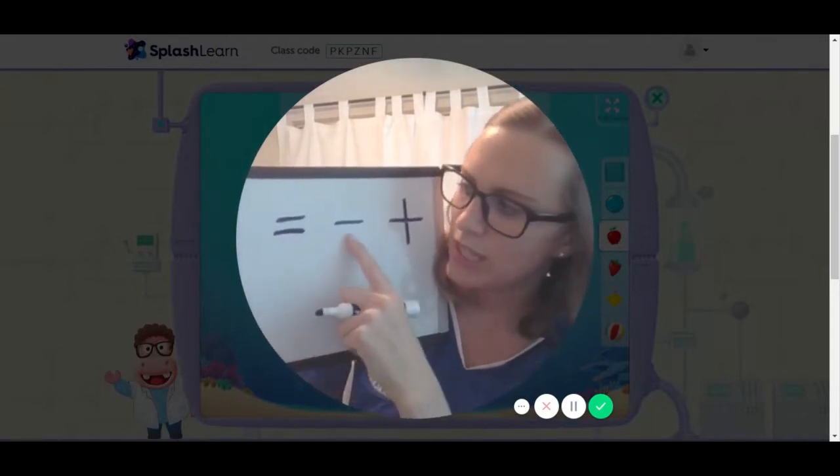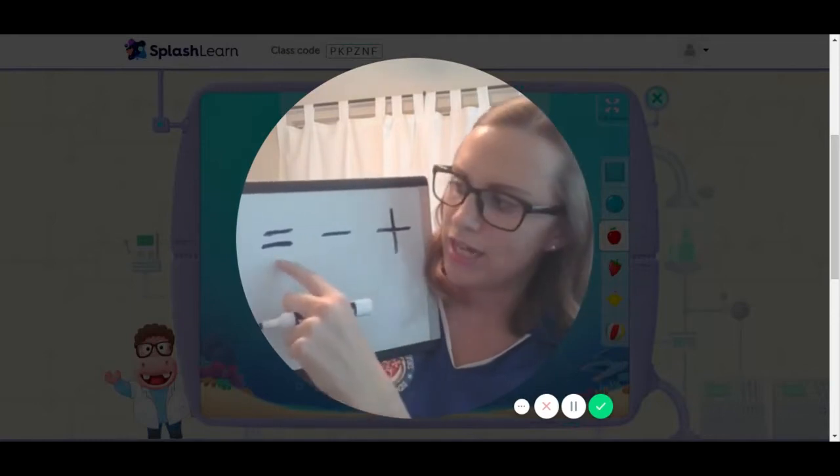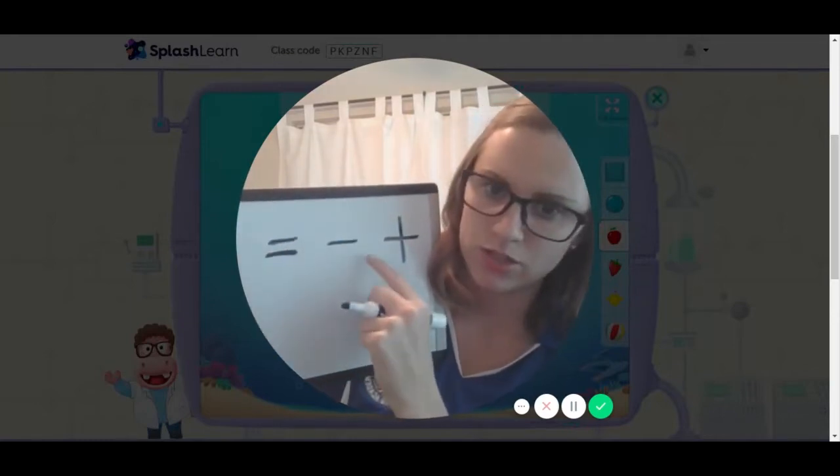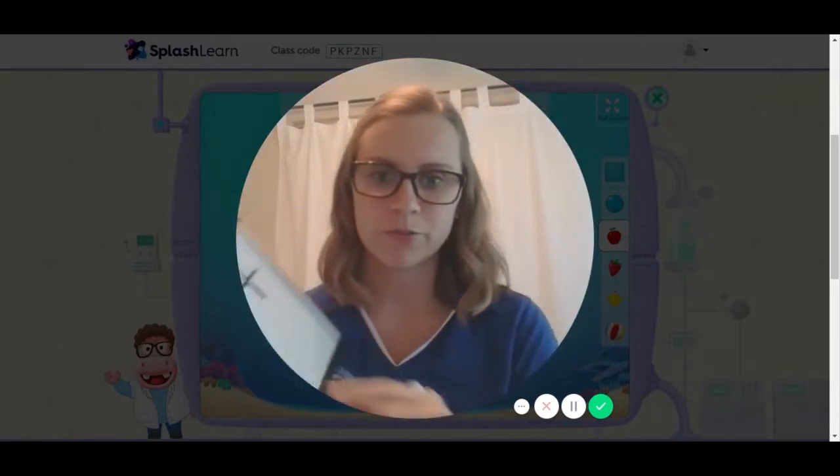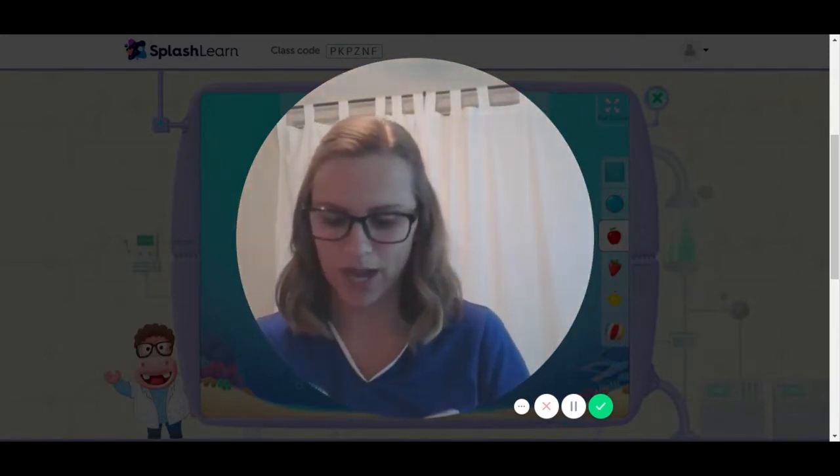It almost looks like the subtraction sign, but it has two lines, so not just one. So this is minus, and this is equal. And we use equal for plus and minus, right? When we're adding and subtracting stuff.